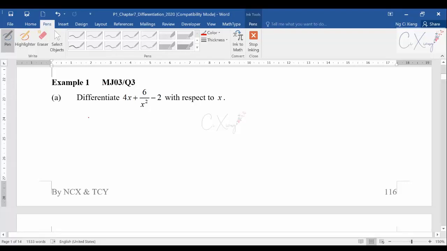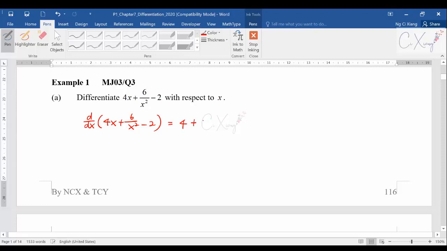Alright, so first example, I'm having this. They want you to differentiate this expression with respect to x. So to write out the symbol correctly, I want to differentiate this expression with respect to x. So it is an expression with plus and minus. So you can differentiate it separately. Differentiate for x, you get a 4.